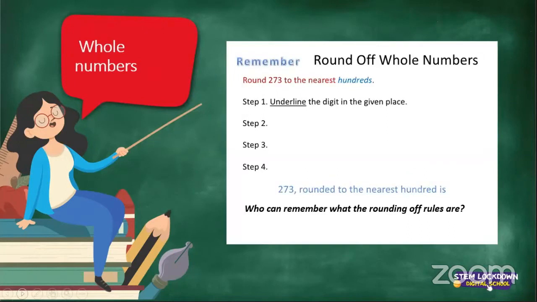So who remembers the steps of rounding off? First, you underline the digit in the given place. The rule says round to the nearest hundred. You can write your answers on the chat box. So what is the second step that you do?